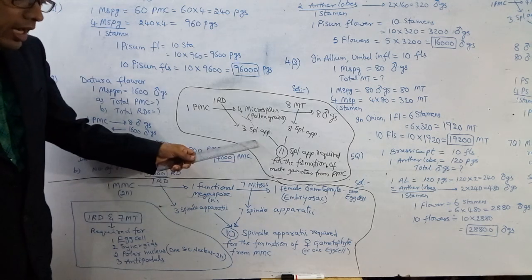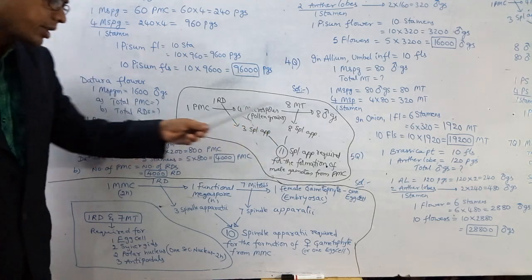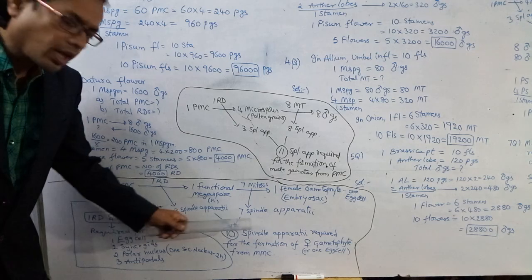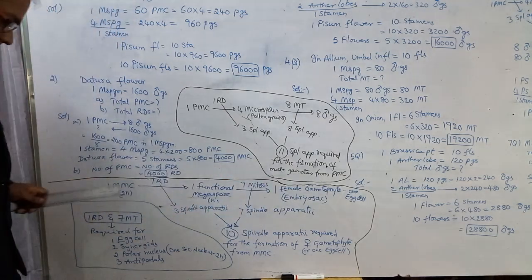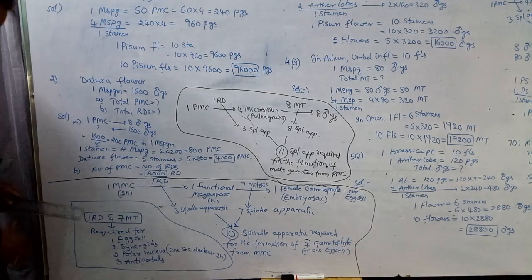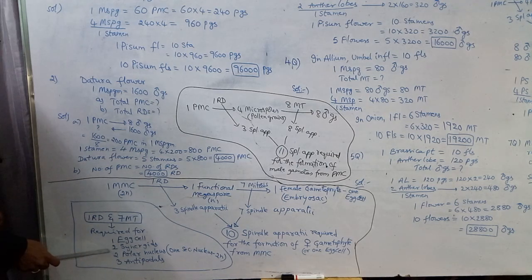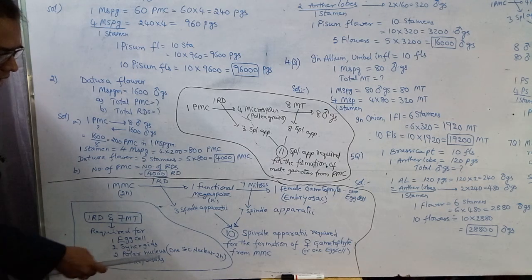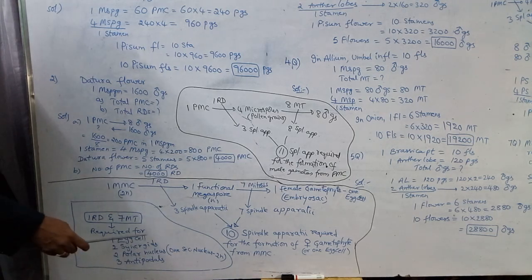So here 11 spindle apparatus are required for the formation of 8 male gametes from 1 PMC. Here 10 spindle apparatus are required for the formation of 1 egg cell from MMC. See, that is 1 reduction division and 7 mitosis are required for the formation of 1 egg cell, for the formation of 2 synergids, for the formation of 2 polar nuclei or 1 secondary nucleus, 3 antipodals.